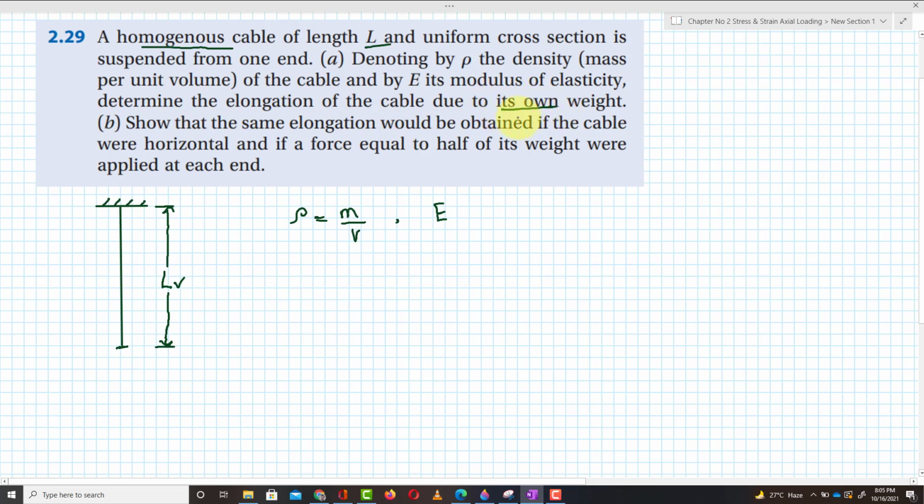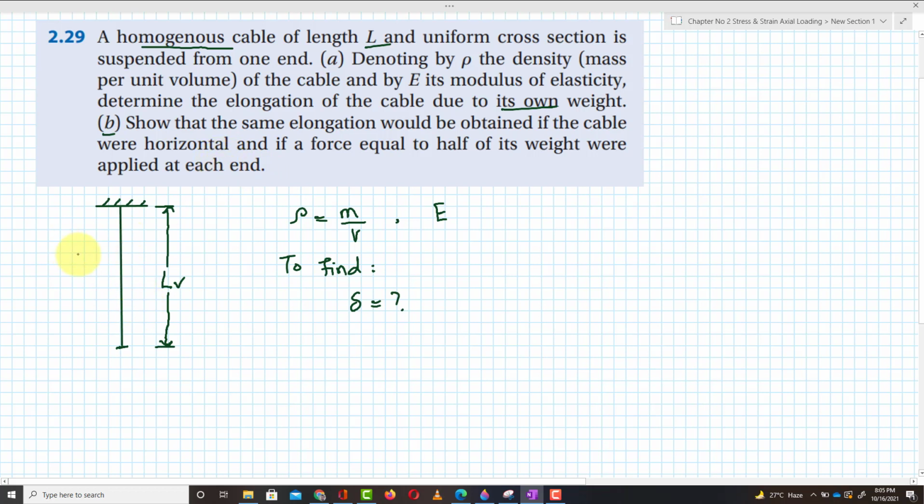So this is part first. You have to find the elongation, that is delta, for its own weight. Clear? And the second part is to show that the same elongation would be obtained if the cable were horizontal and if a force equal to half of its weight were applied at its end. So let's start with its solution.